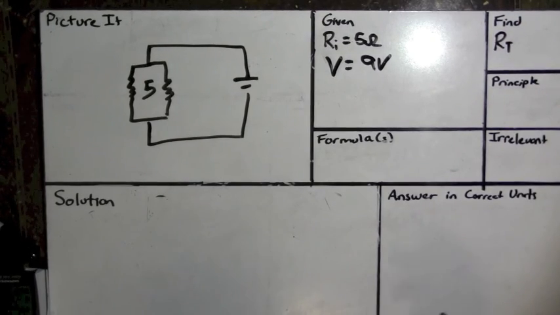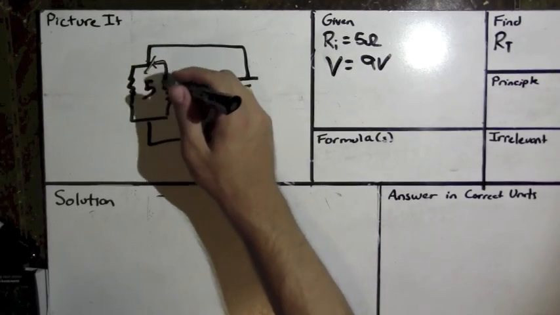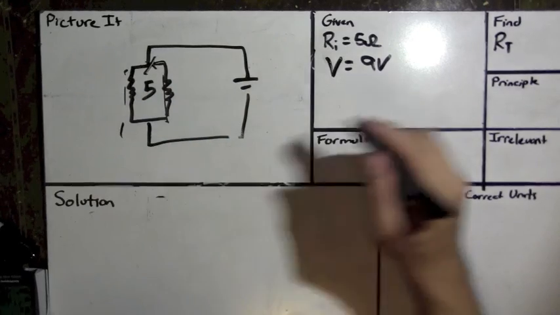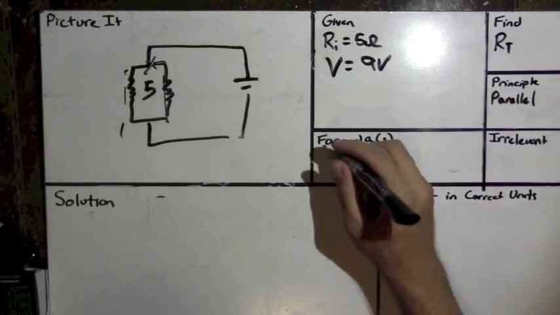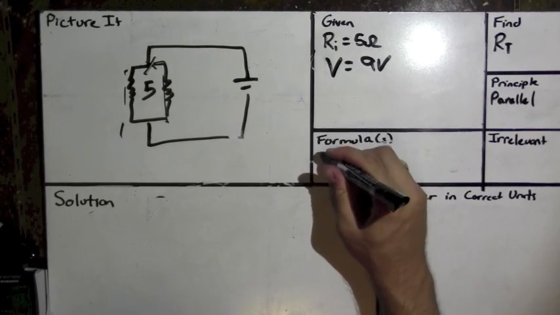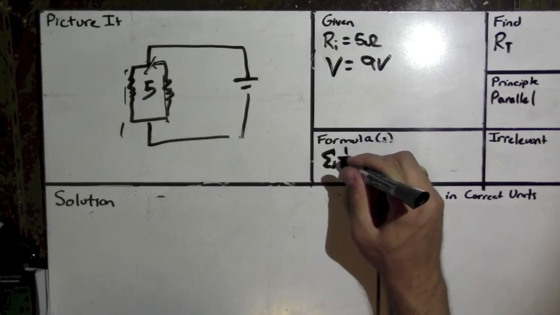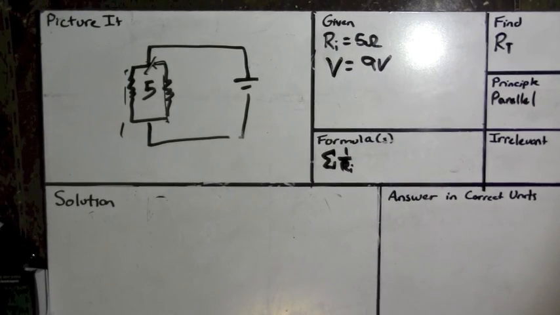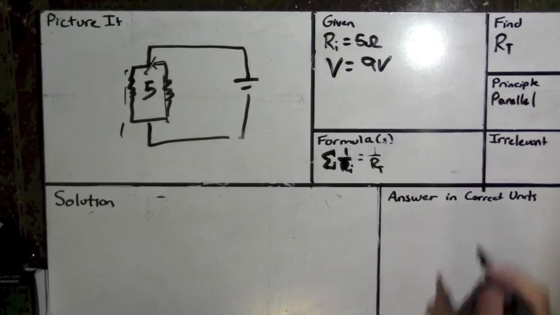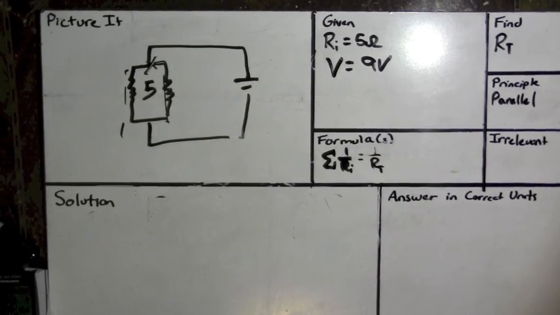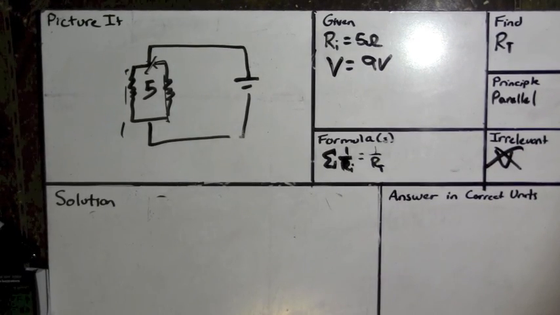Okay, this is no longer wired in series because when I get to this point right there, I have a choice of going through this branch or going through this branch. So this is a parallel circuit. The formula that we use for parallel is we say that the sum of the inverse of the individual resistors is equal to the inverse of the total resistance. Now, the voltage actually has nothing to do with this particular problem.